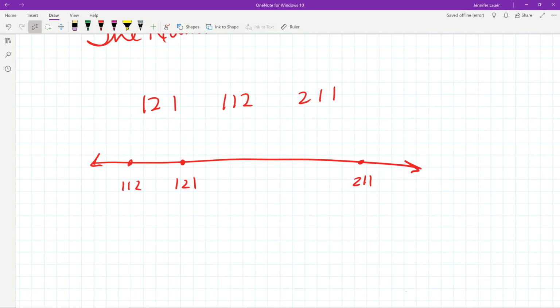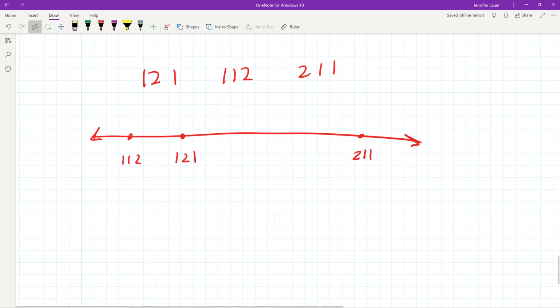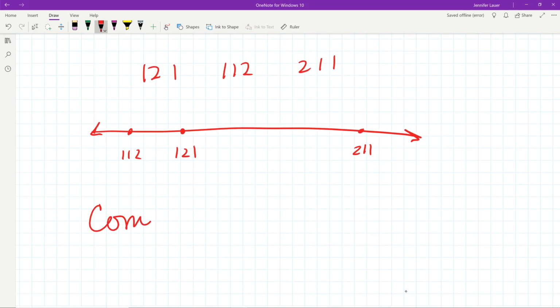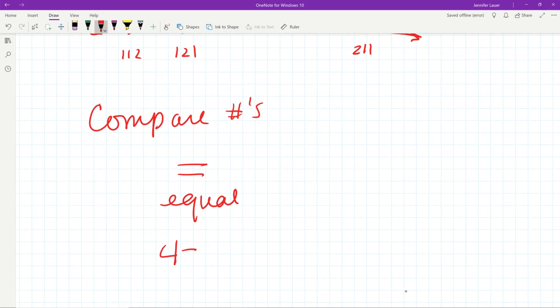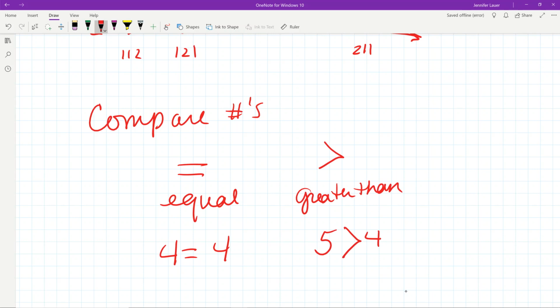Also, if we were going to compare numbers, when you compare numbers, you can use three symbols. You use the equal sign. For instance, 4 is equal to 4. You use the greater than sign, and that would be saying 5 is greater than 4, and you use the less than sign. And you would say 3 is less than 4.